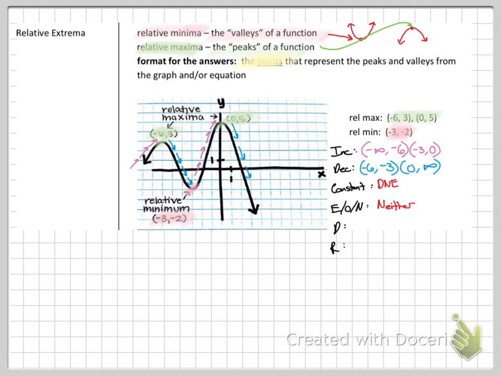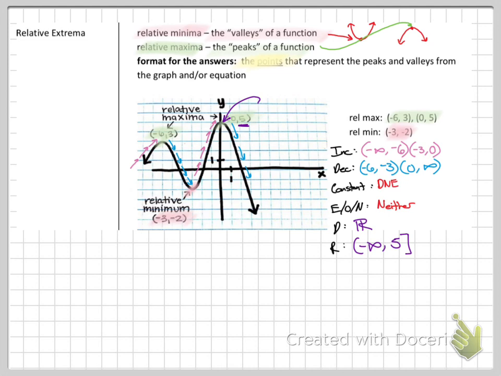Domain and range. The domain goes left and right forever because there's arrows on it going left and right forever. So all real numbers. Range, it goes down forever, right? The down arrow. So parentheses, negative infinity. And it looks like it only goes up to this highest point right here. And range is y values, so 5. It touches that, so that's a bracket.